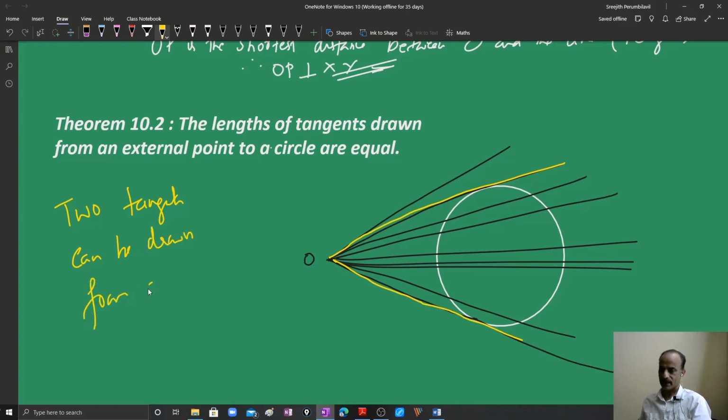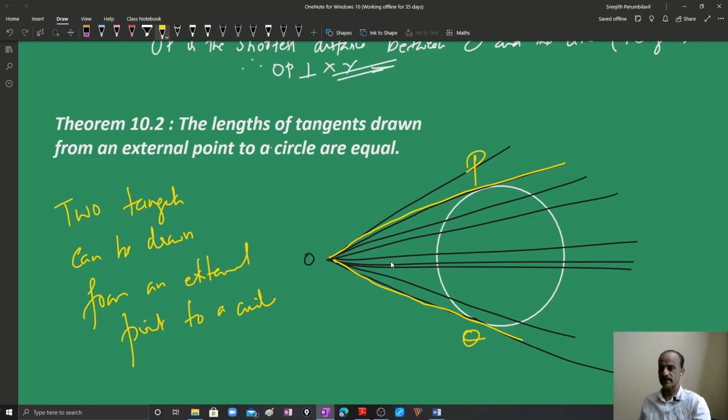from an external point to a circle. So that means there is a circle given and there is an external point given. Then there are two tangents that we can draw from an external point. We cannot draw more than two. We can draw only two tangents from an external point to a circle. So this is the concept.